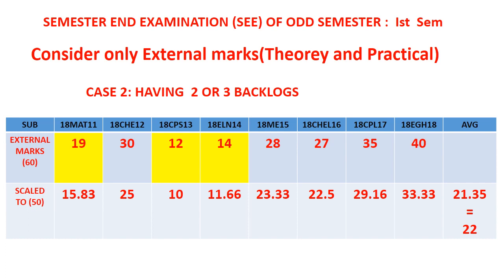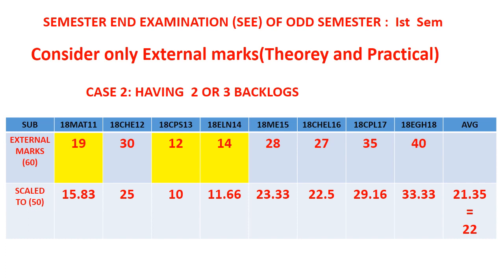If you scale this to 50, 19 becomes 15.83, 30 becomes 25, 12 becomes 10, 14 becomes 11.66, 28 becomes 23.33, 27 becomes 22.5, 35 becomes 29.16, 40 becomes 33.33. If you take the average of all these subjects, dividing by 8, we get 21.35. We'll take the next integer value, that is 22.